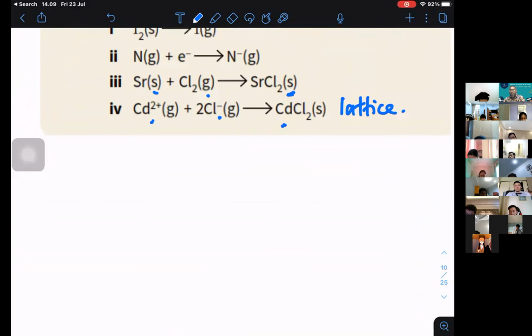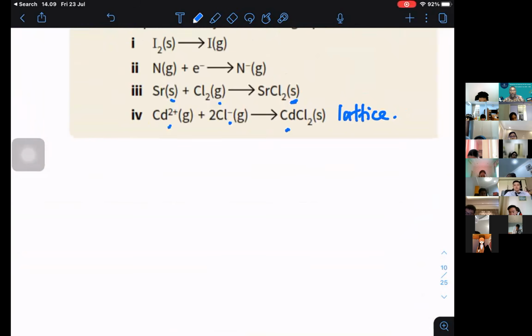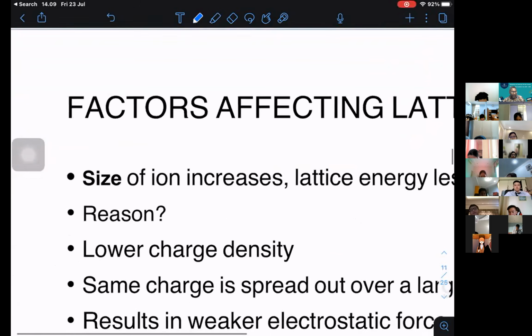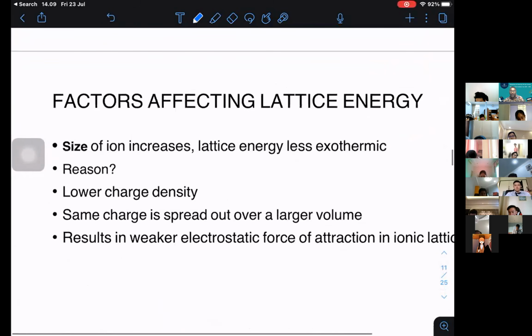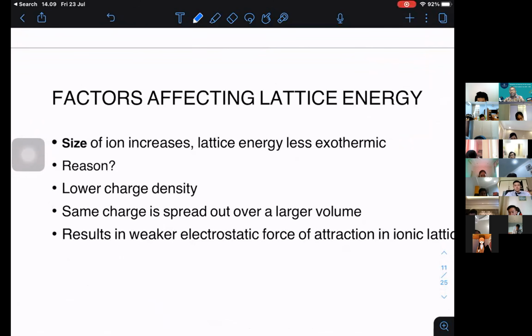So make sure you know how to differentiate all of them. Very important. So today, this is the lesson for today. We will learn about the factors affecting lattice energy. There are 2 factors affecting lattice energy. What is the definition of lattice energy? If you have a positive ion in gaseous form and a negative ion in gaseous form, when they join together, they are forming bonds. When they form bonds, they release energy.